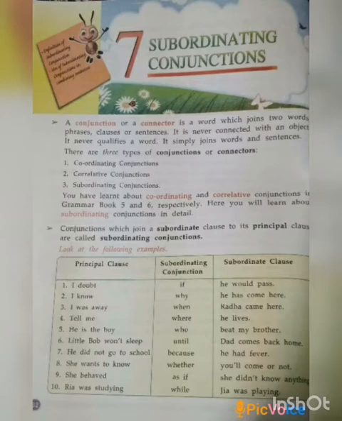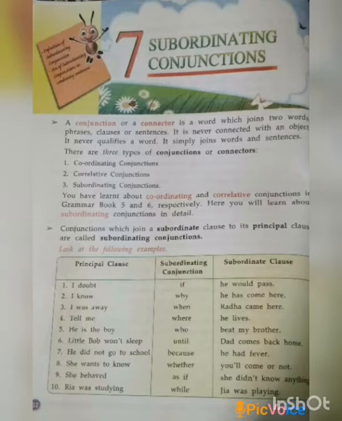Conjunctions which join the subordinate clause to the principal clause are called subordinating conjunctions. Listen: the word used to join the subordinate clause to the principal clause, the main clause, is known as a subordinating conjunction. So read the definition one more time. Look at the following examples.